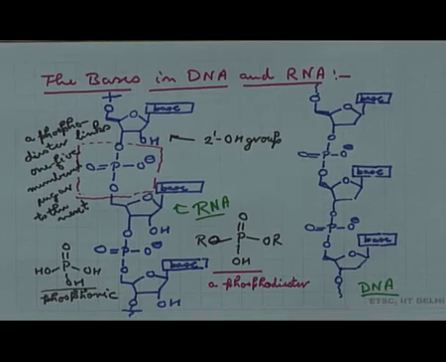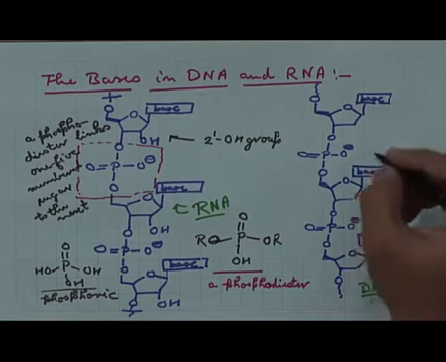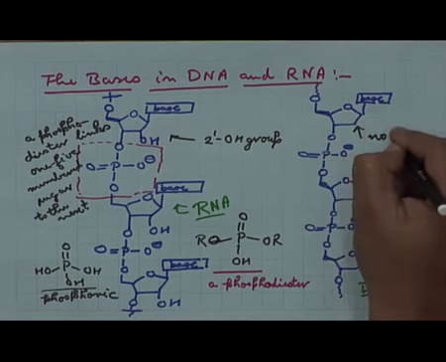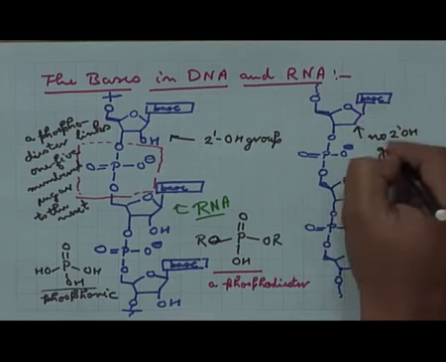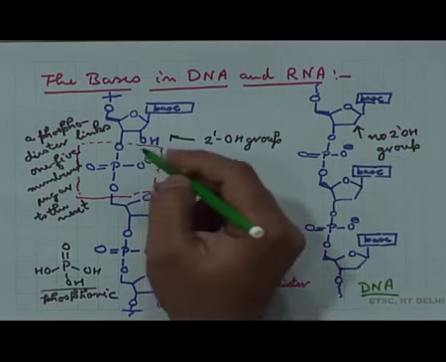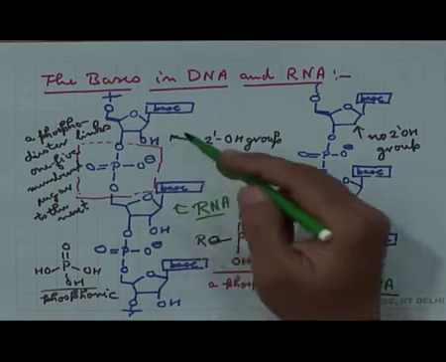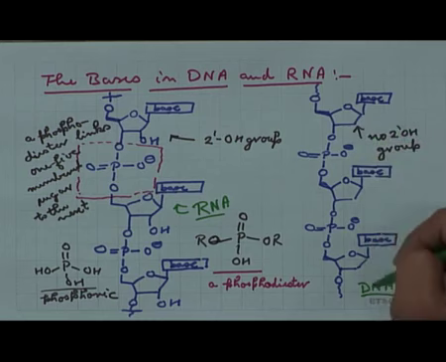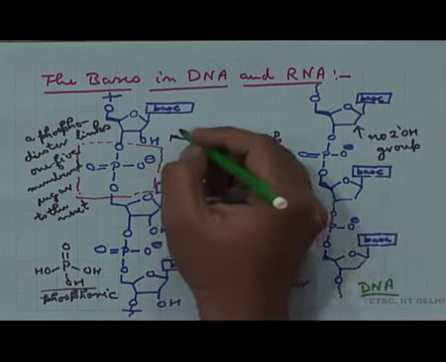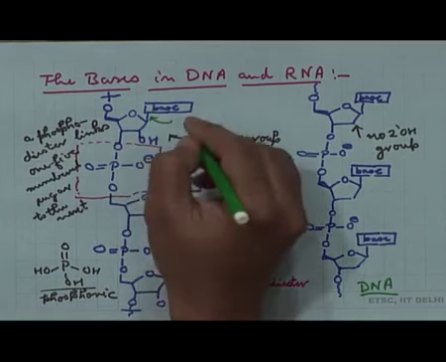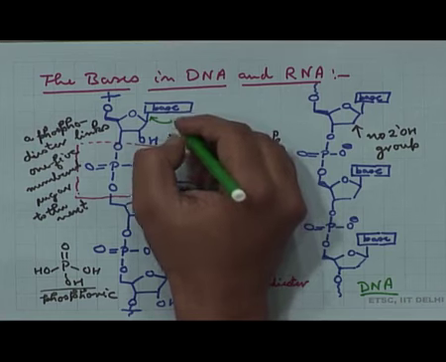Now, I will compare. In DNA there is no 2 prime OH group. Also, both D-ribose in RNA and 2-deoxy-D-ribose in DNA have a beta glycosidic linkage with the base. So, this is a beta glycosidic linkage.